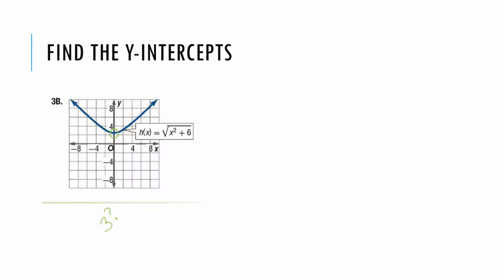So I need to plug x equals 0 in. h of 0 equals, because at the y-intercept x is 0, the square root of 0 squared plus 6. This equals the square root of 6. So my answer for this question would be the point x at 0, y at square root 6. There's my answer.